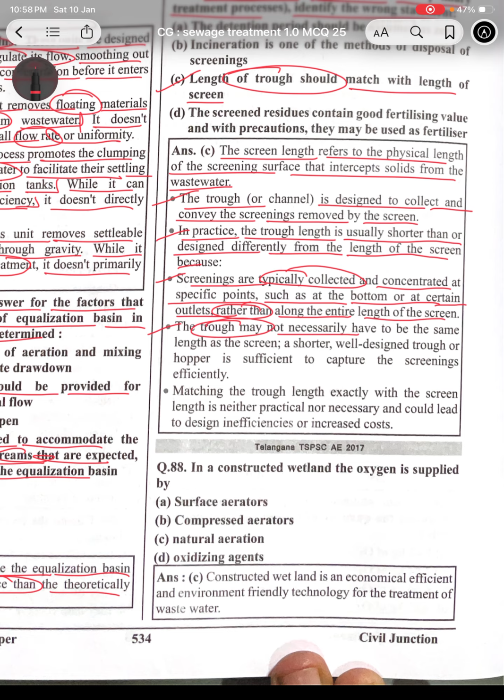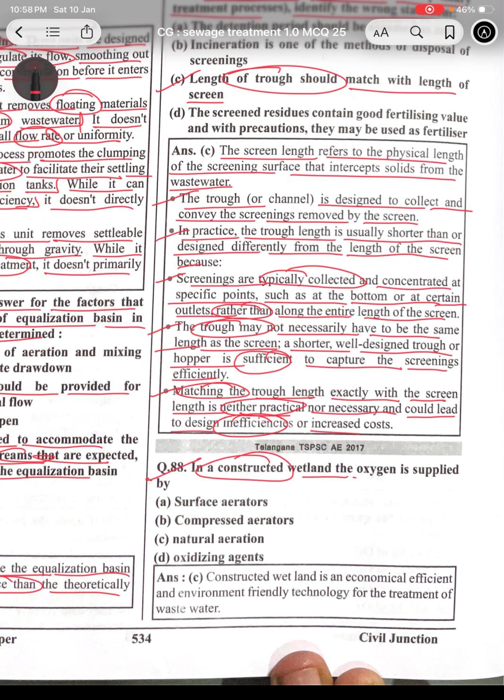The throw does not necessarily have to be the same length as the screen. It can be shorter, as long as it is sufficient to capture the screenings efficiently. Matching the throw length exactly to the screen length is neither practical nor necessary, and could lead to inefficiency and increased cost.